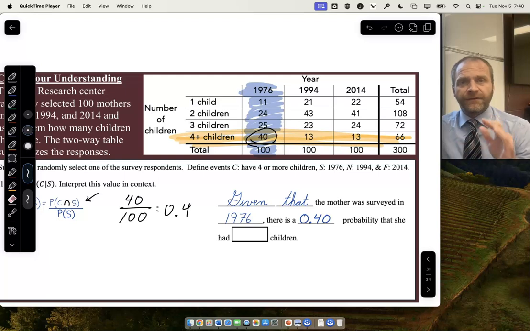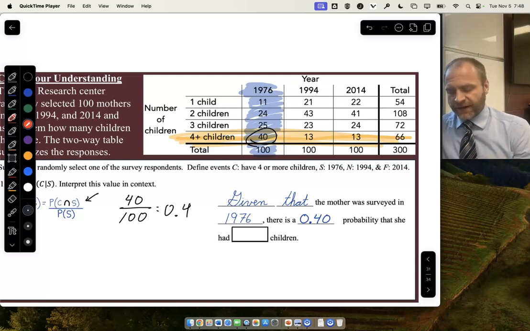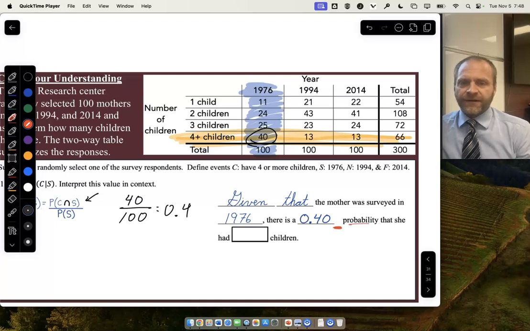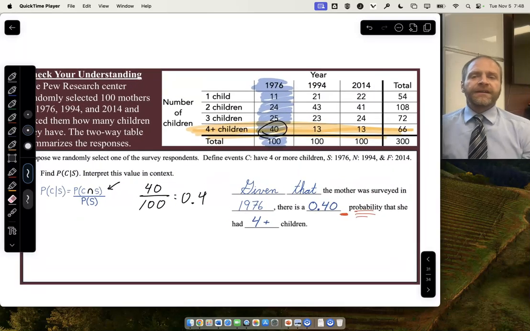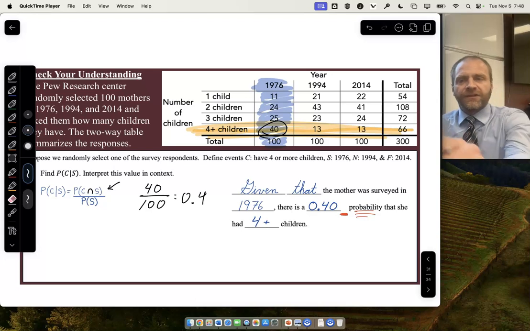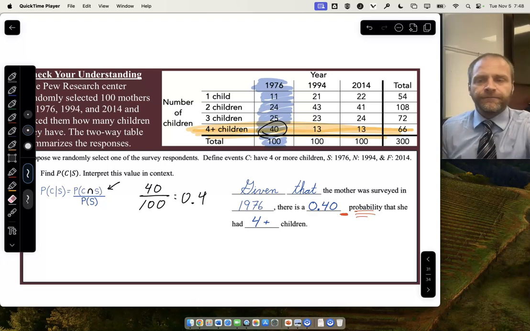If you have the notes, I did erase, you can cross out the percent symbol right here. Get rid of that, because I'm telling you probability, which is between 0 and 1. So given that the mother was surveyed in 1976, there was a 0.4 probability that she had 4 or more children. There is interpreting our information based off of this two-way table.